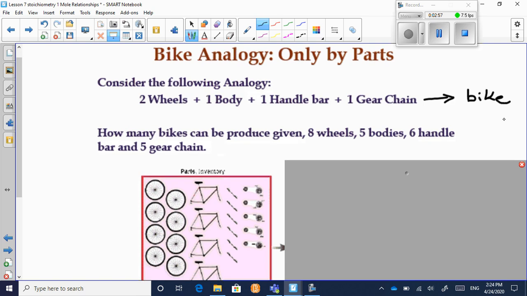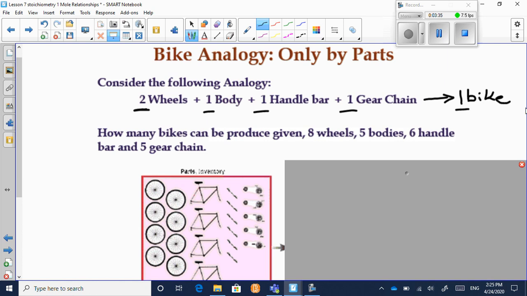Essentially, they've given you the recipe, and it's all about quantities here. I want to emphasize this because in tomorrow's lesson, I'm going to talk about masses, whereas today all I'm going to talk about is counts. If you have a count of two wheels, one body or one frame, let's call it, one handlebar, and one gear chain, you can make one bike. So it's all about the counts. Those are the counts that you need to make a bike.